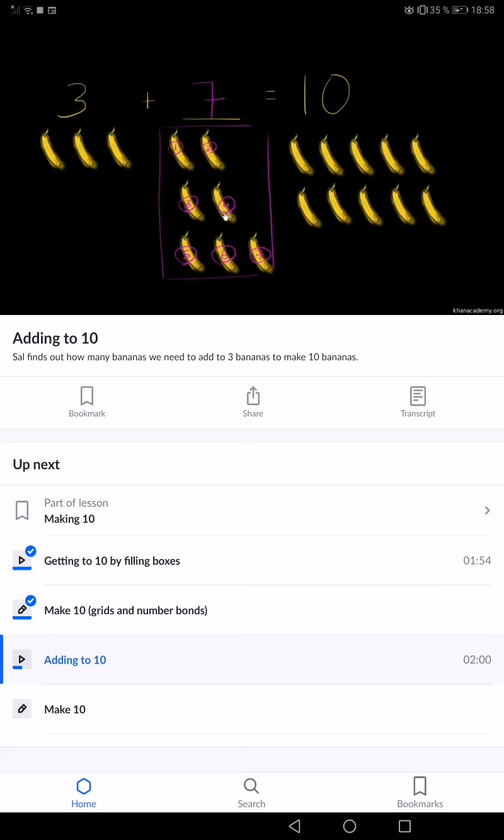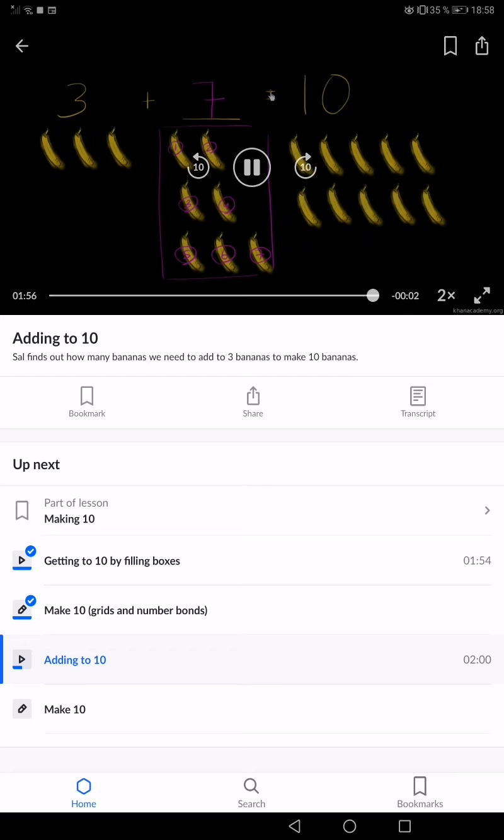We have 1, 2, 3, 4, 5, 6, 7, 8, 9, 10 bananas. And on the right hand side, we have 1, 2, 3, 4, 5, 6, 7, 8, 9, 10. So they are indeed equal.